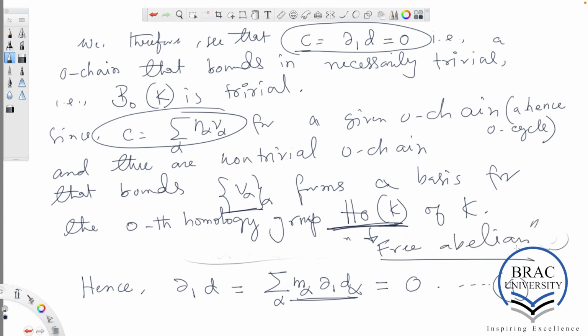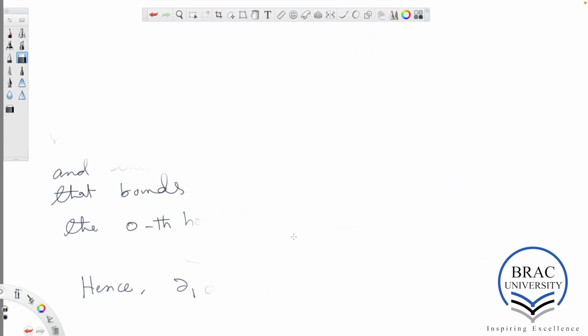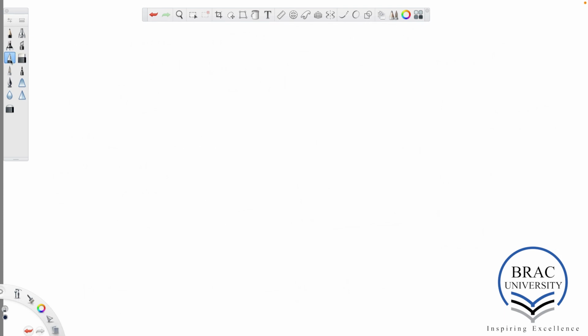So we are done proving the first theorem. We take a break now, and then we'll discuss another version of the zeroth homology group using this augmentation map. Thank you for attending the first segment of the second lecture.